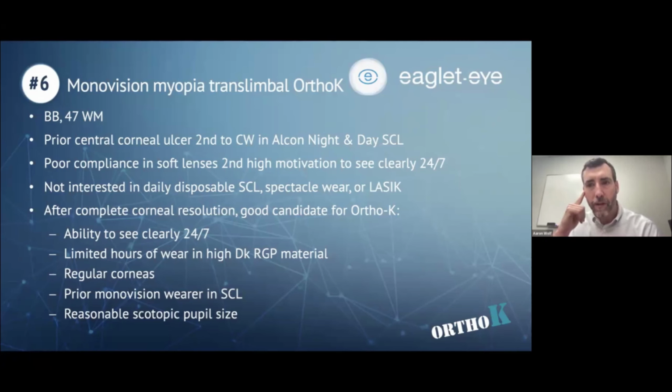There are people who have been doing this for a few years, but it just recently became FDA approved by one of our companies, available in the US and in many other parts of the world. So we're going to kind of review that. This is a patient who is a 47-year-old white male.